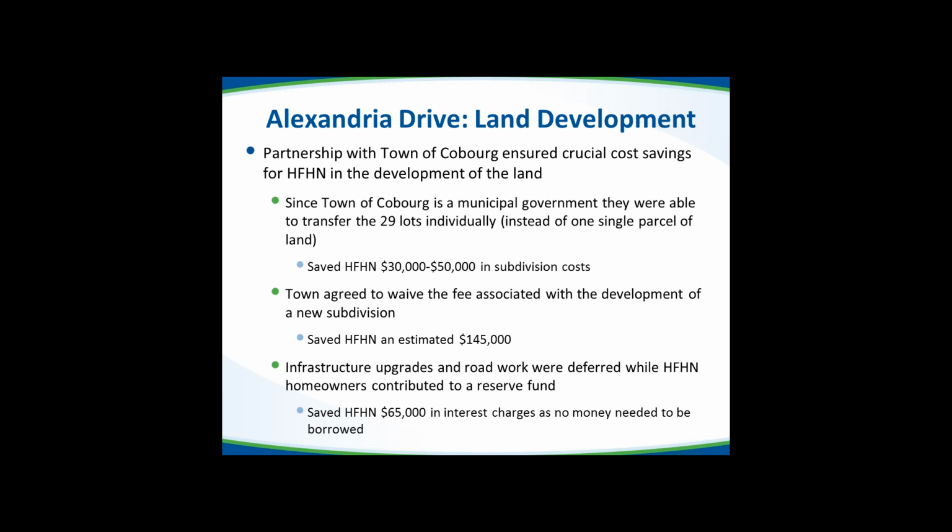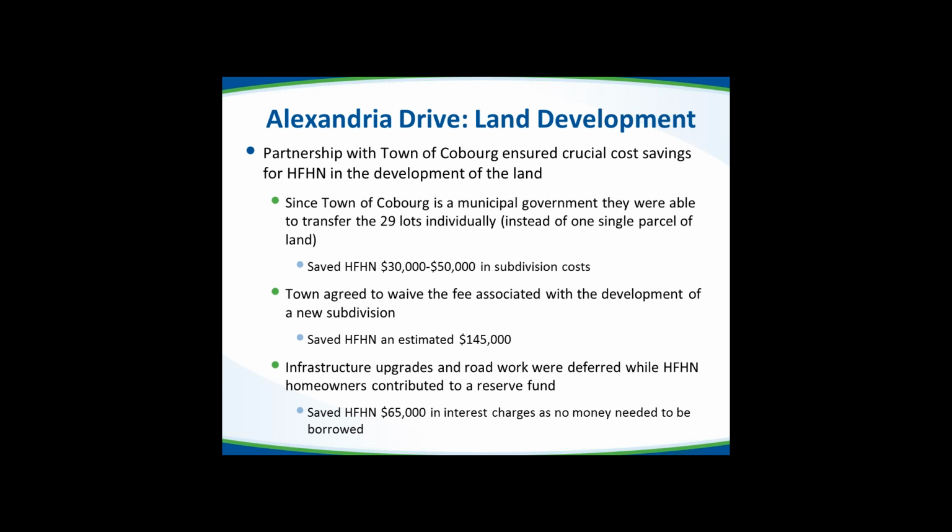As I mentioned before, the partnership with the town of Coburg really ensured that the cost savings for Habitat were there so that the development of the land could happen, and this keeps the cost down so that we could build affordable housing. Since the town of Coburg is a municipal government, they were able to transfer the 29 lots individually instead of in one single parcel of land, which helped to save us about $30,000 to $50,000 just in subdivision costs. The town also agreed to waive the fee associated with the development of the new subdivision, which saved us an estimated $145,000, because you have to realize we were looking at 24 houses, 5 vacant lots, many of which could be subdivided. So it was quite a big subdivision that Habitat was taking on at the time.